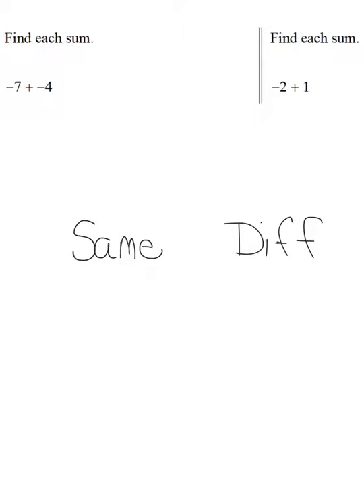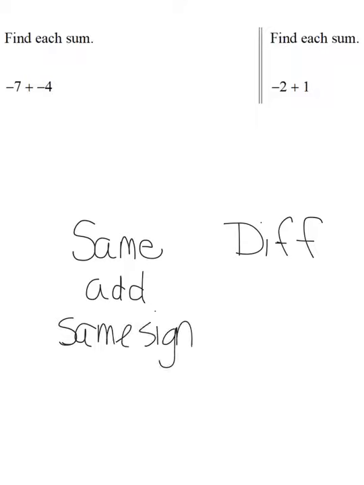When the signs are the same, you're simply going to add the two numbers together looking at their absolute value. That means ignore the negative symbols if there are some. After you add them together, then you're going to give your answer the same sign as what you see in the problem.